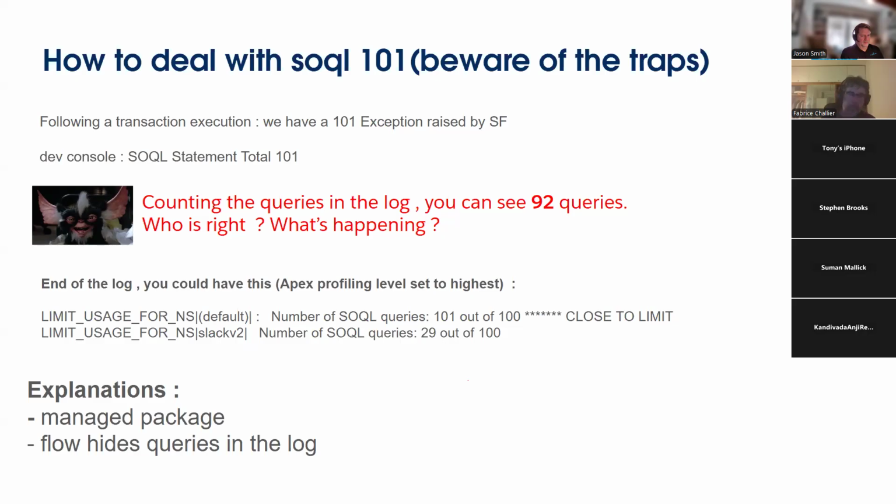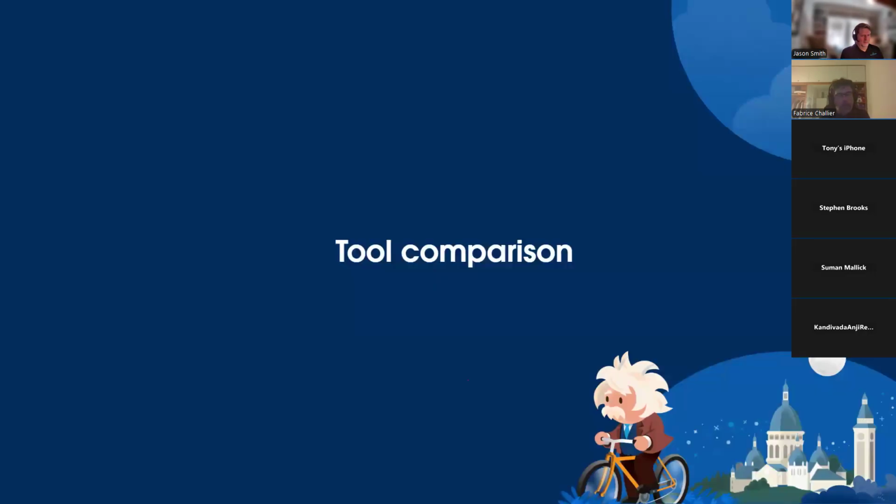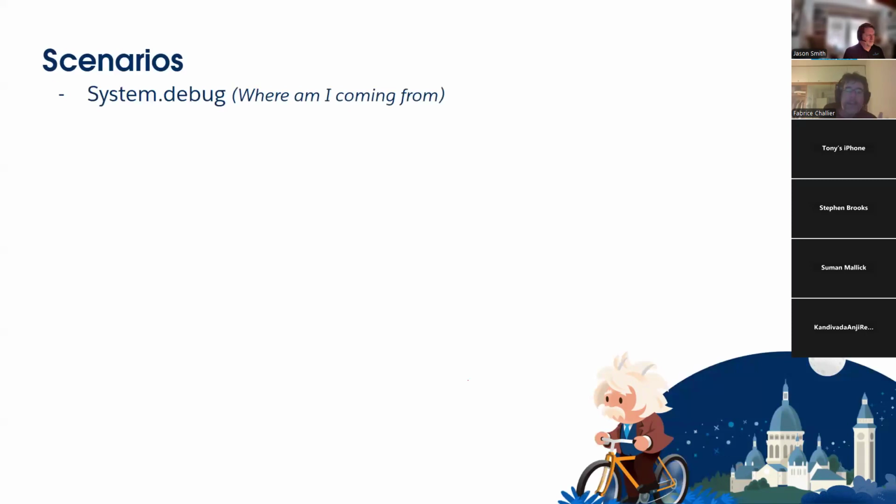Okay. And now I will show you a free tool that you can use if you have to manage this type of issue. For this, I selected five scenarios. The first one is when I'm working with System.debug, what I want to know is where my System.debug is coming from.